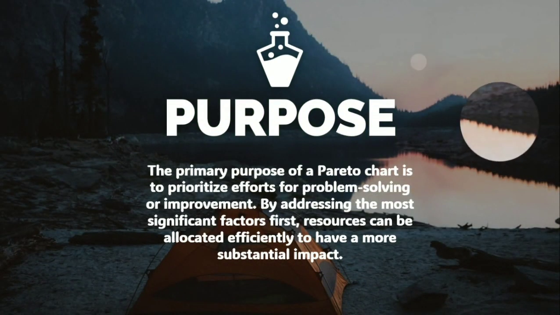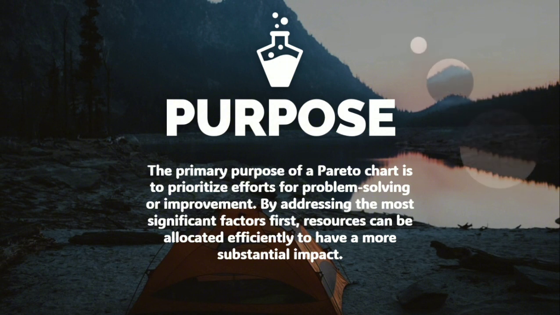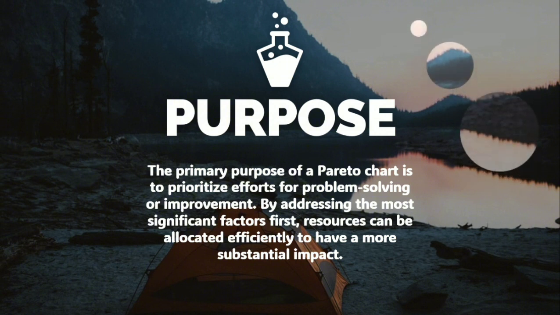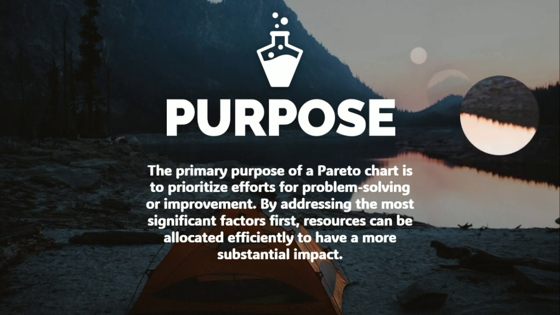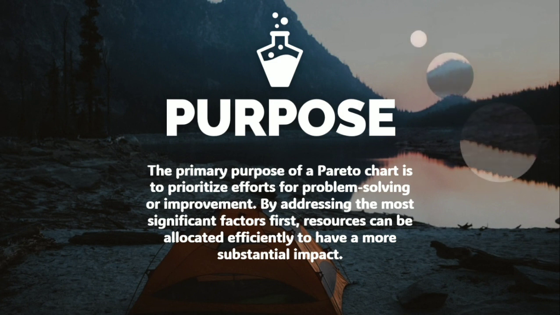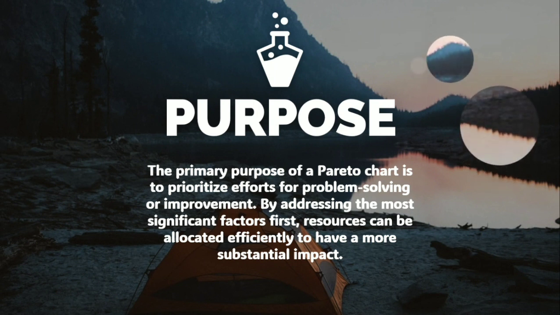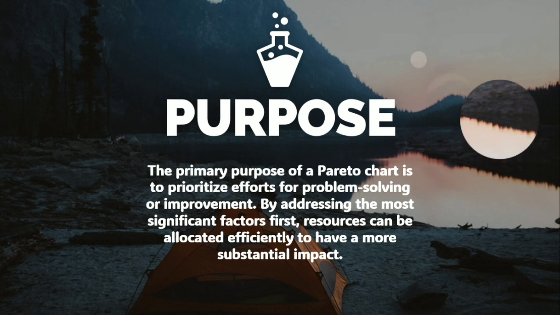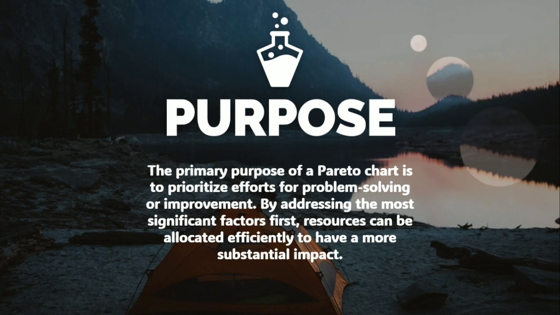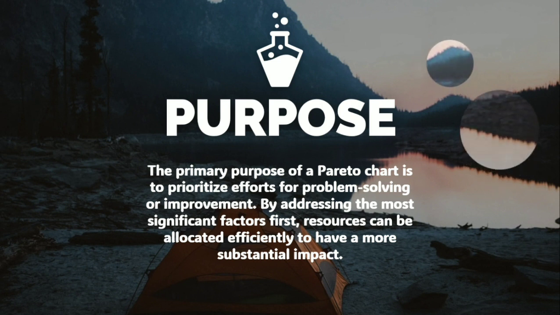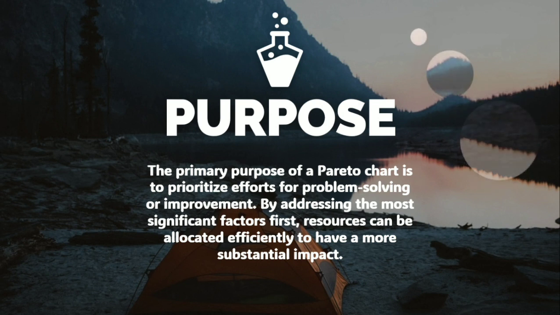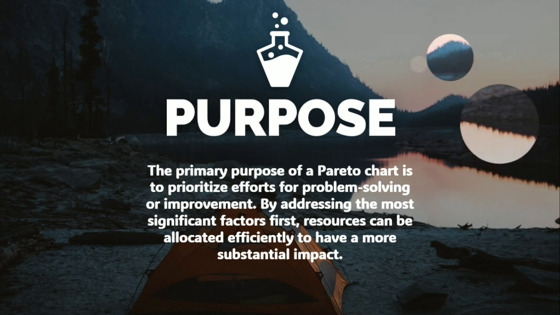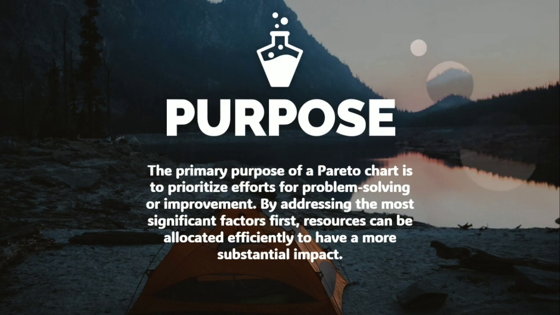The primary purpose of a Pareto chart is to prioritize efforts for problem solving or improvement. By addressing the most significant factors first, resources can be allocated efficiently to have a more substantial impact. It means that the primary purpose of a Pareto chart is to visually represent and analyze data to identify the most significant factors contributing to a problem or issue. It allows you to focus on the vital few factors that have the most significant impact, rather than getting overwhelmed by the trivial many.